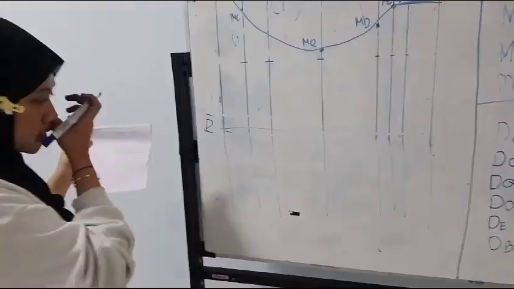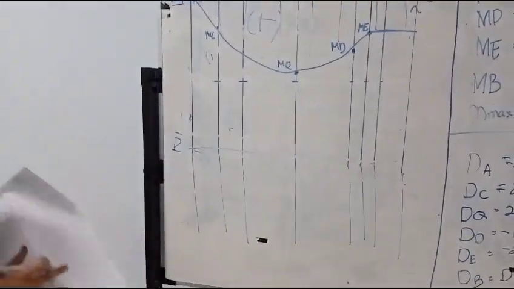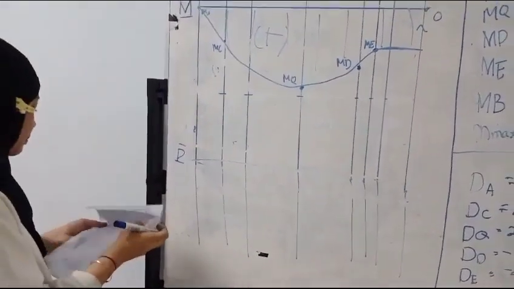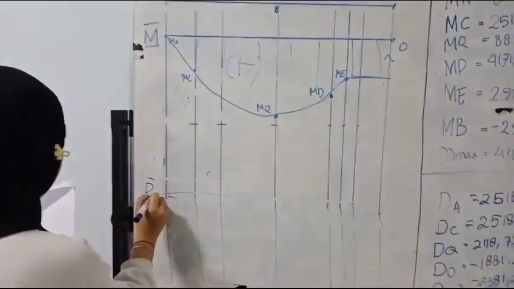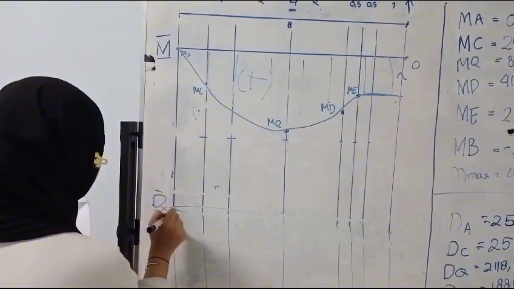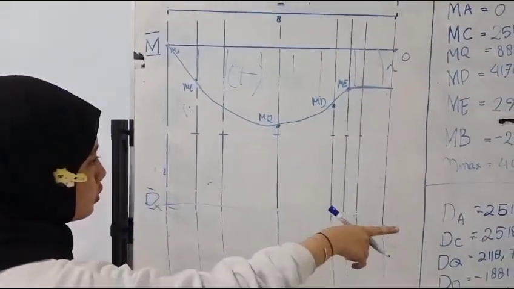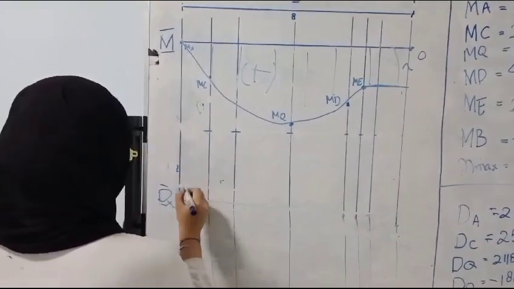So I'm going to draw it to scale. First is 2,000 here.